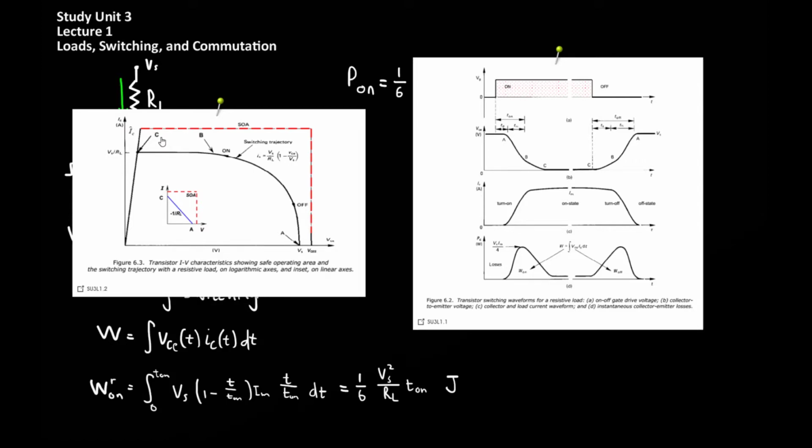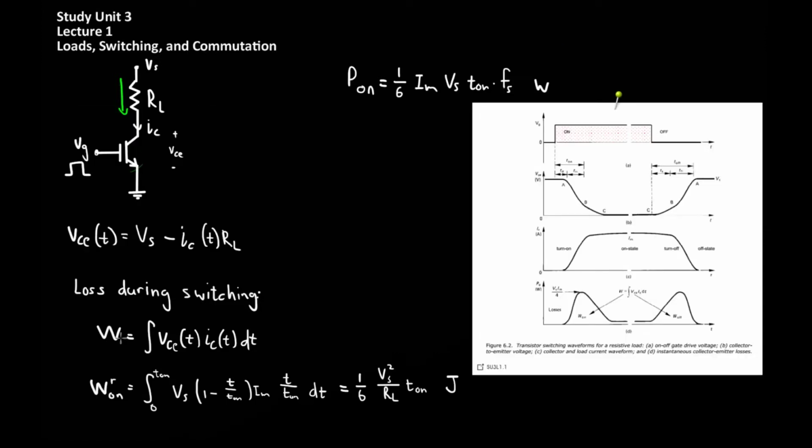The key concept which needs to be taken from here is that the switching trajectory must be within the safe operating area of the device. If the switching trajectory goes outside of the safe operating area or takes very long to move through the safe operating area, then there will be heat dissipation in the device, which could possibly damage the device and cause a failure.